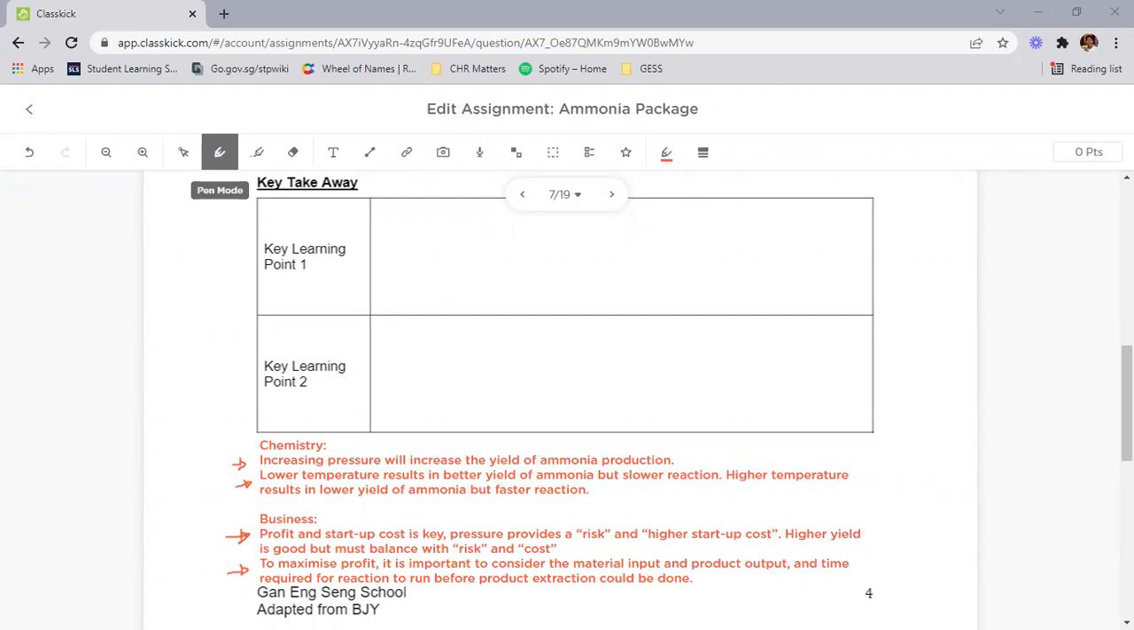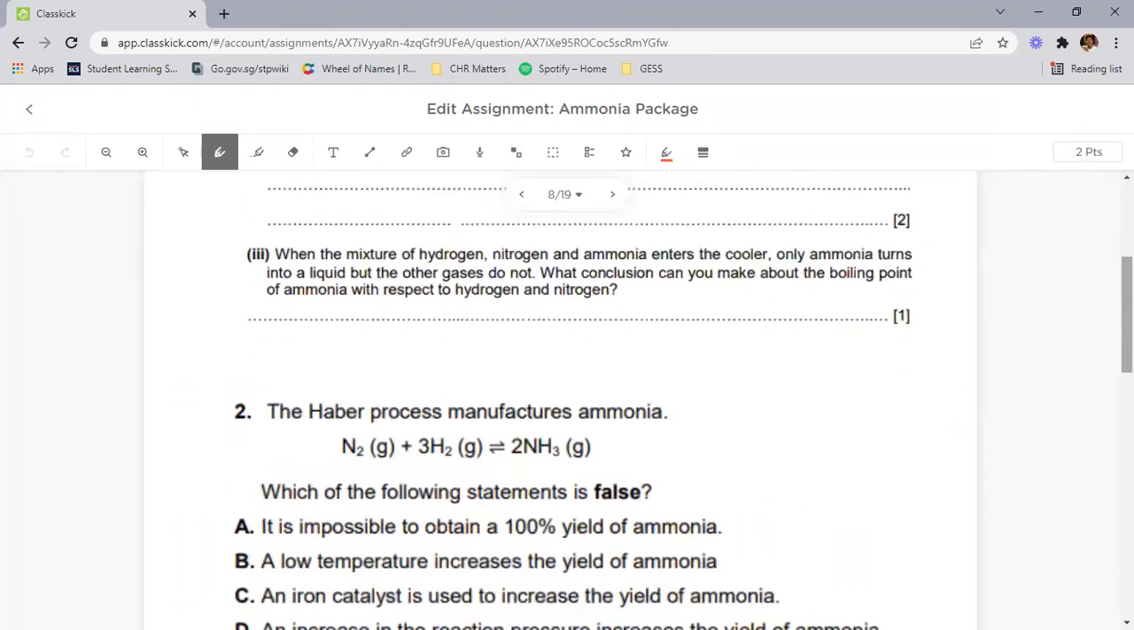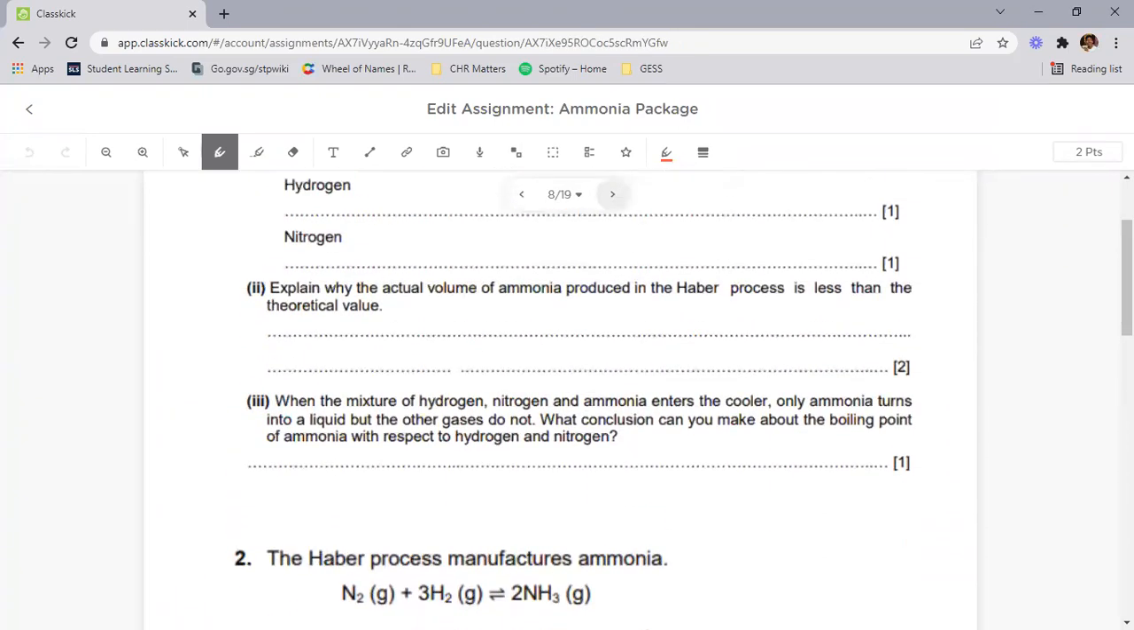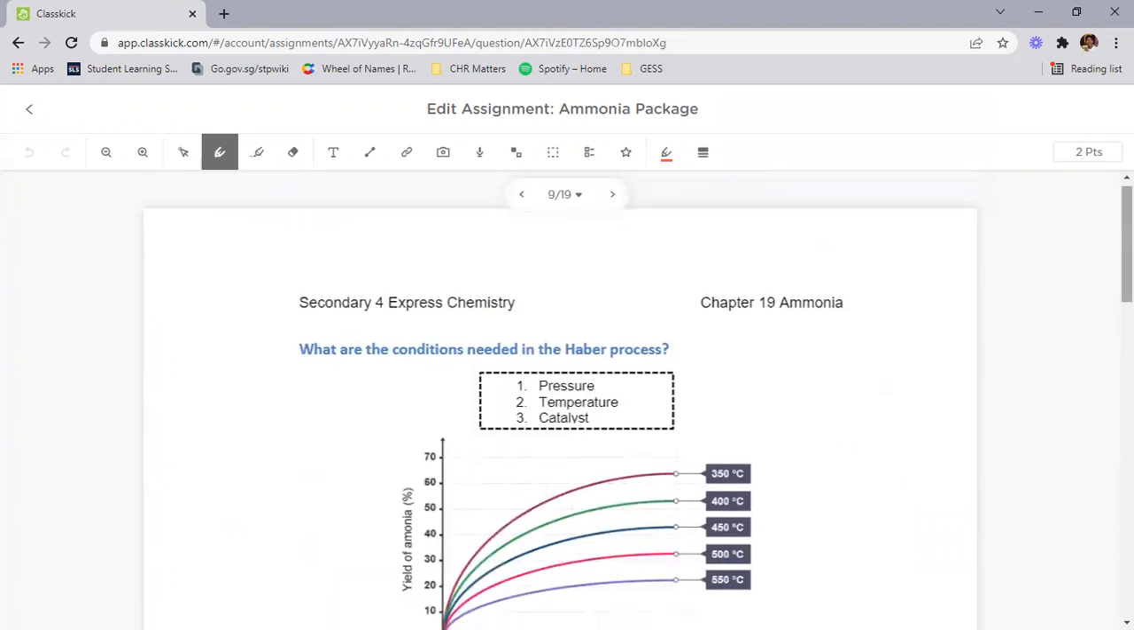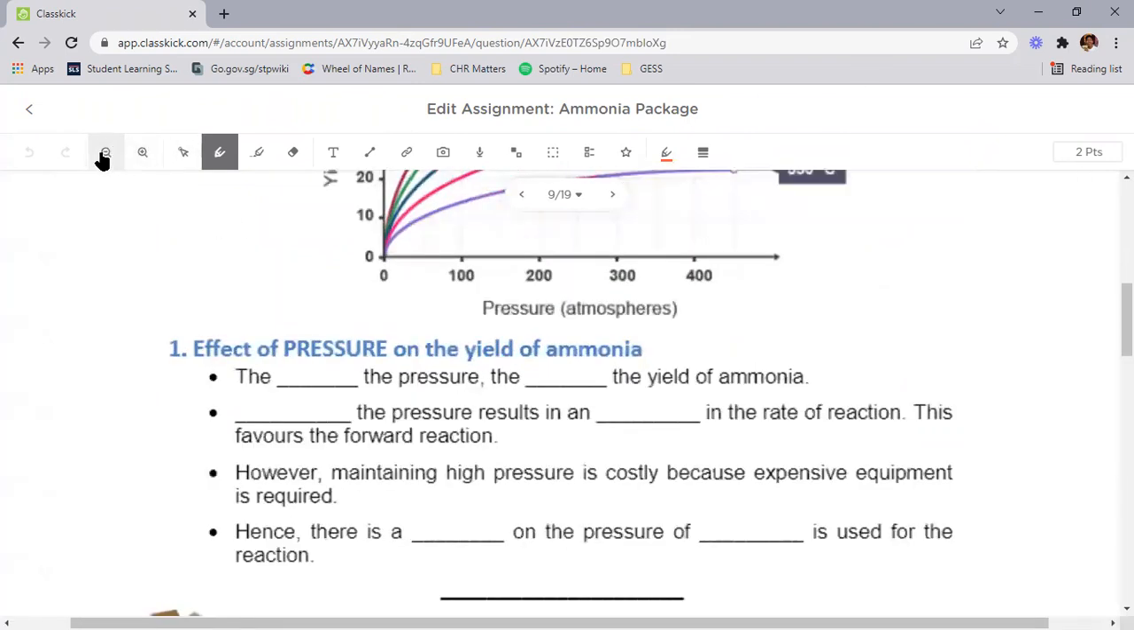All this should be inside your slides already. I'm going to go on to the next slide. All these questions here, I will not be going through now. I'll just be going through the main notes first. So let's start off with this. What's the effect of pressure on ammonia? This is really a good recap on what we have gone through. So let me make the screen bigger, let me zoom in a bit more, so it's easier to write out.